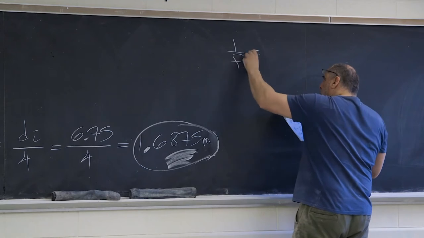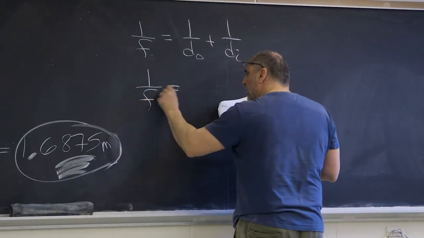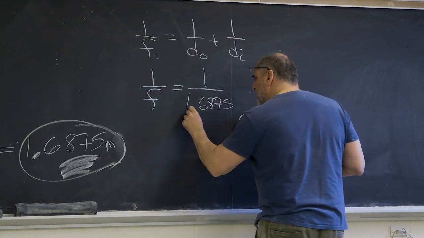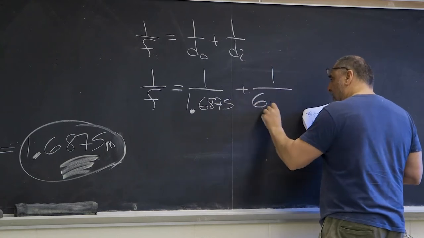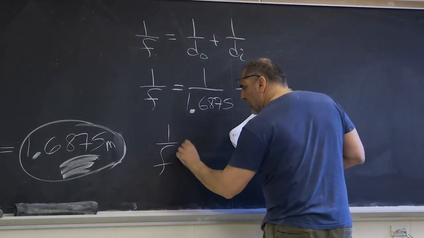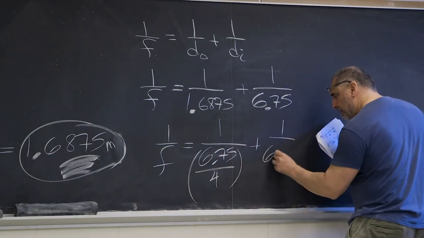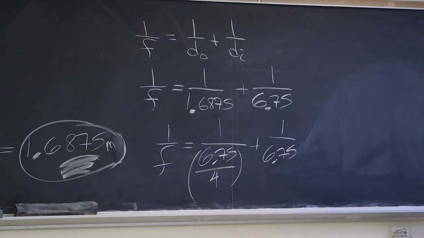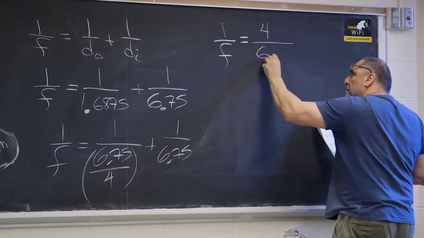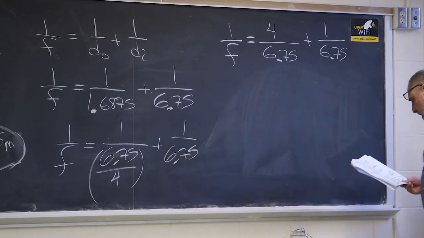You got 1 over F equals 1 over DO plus 1 over DI. There's a lot of mathematical games you can play on this, guys. I wish I had time to do it with you. Heck, the way things have happened, we don't have time to even get together face to face here, so let's do what we can. This guy right here is the same as 6.75 over 4. That's that. 1 over F is, that stuff flips. And we got this.